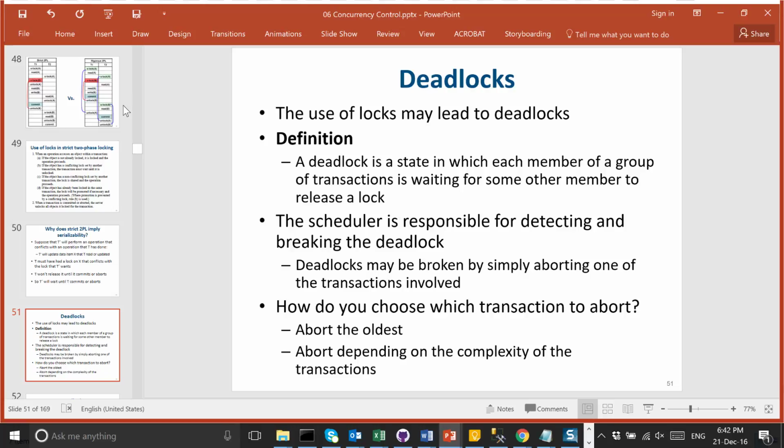Now, in terms of which victim transaction to kill, you either abort the oldest, the one that has been going for a long time, or you abort the most complex one. Give a chance to the ones that are just doing small things. Let them go quickly, and then leave room for the big one to take its time.